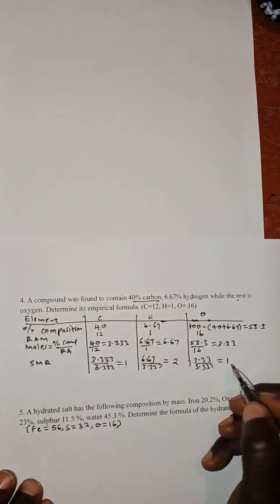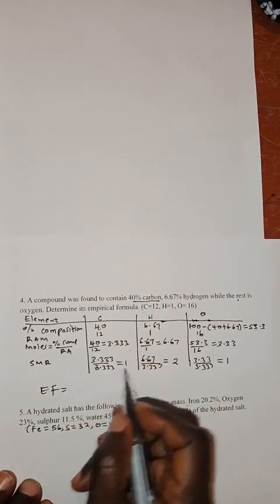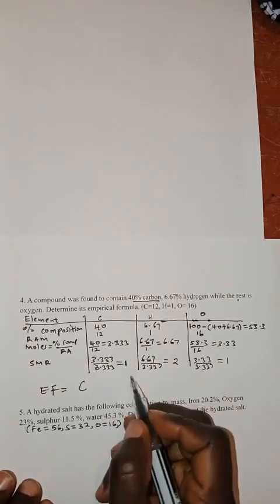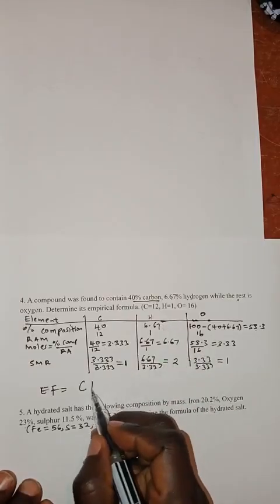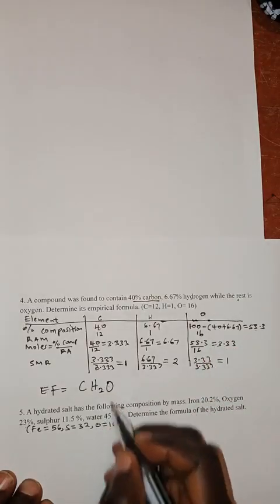So the empirical formula is going to be, for carbon we can see that there is one carbon atom. We have gotten one here. So carbon is 1, hydrogen is 2, then oxygen is 1. So that becomes the empirical formula.